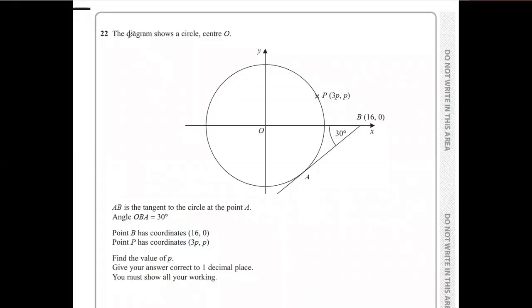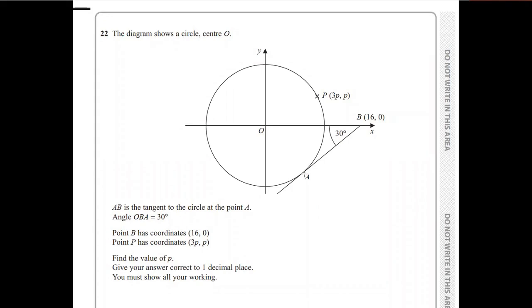Question number 22. The diagram shows a circle, center O. AB is the tangent to the circle at point A. Angle OBA is 30 degrees. Point B has coordinates 16 and 0, and point A has coordinates 3p and p. Find the value of p.